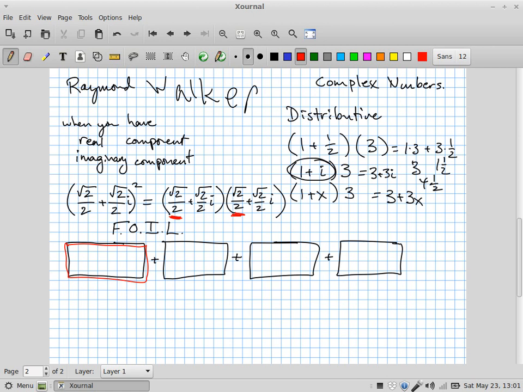First is going to be this times this. Do you want to do it in black or in red? I'll do it in green. In green, because you like green. Lime green. Okay. Square root of 2 over 2 times square root of 2 over 2. Why don't you just write out that product in that box? Square root of 2 over 2 times square root of 2 over 2.